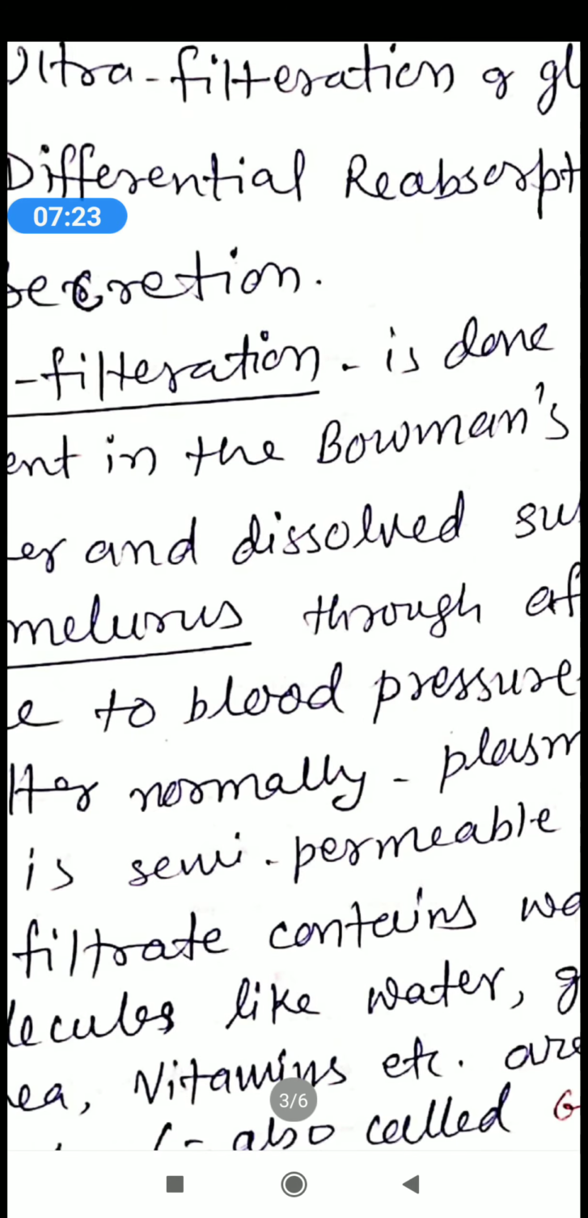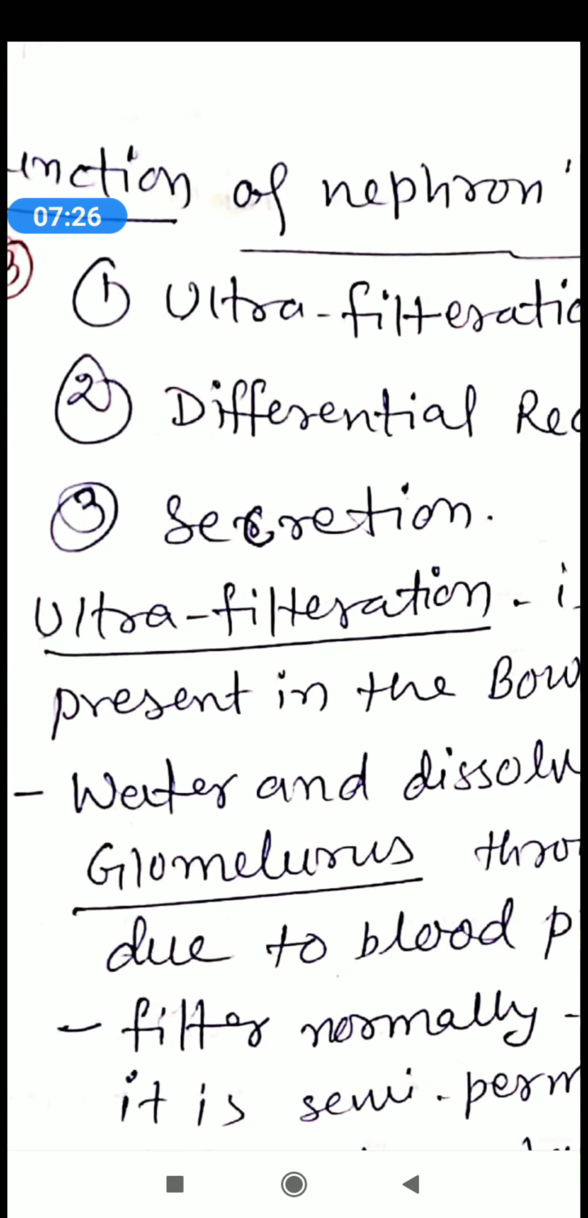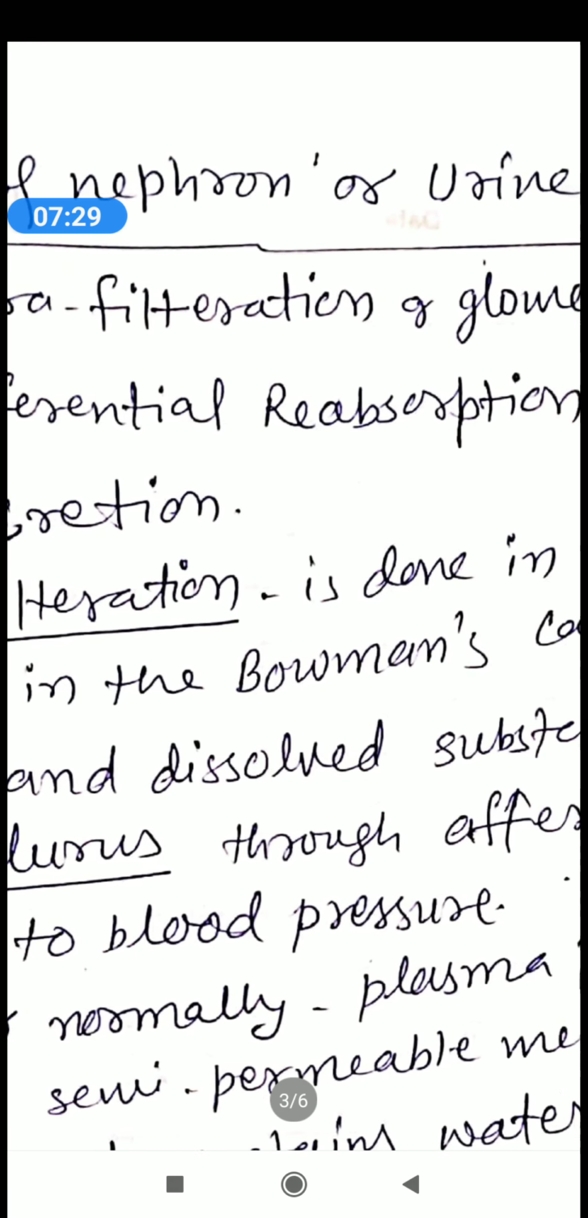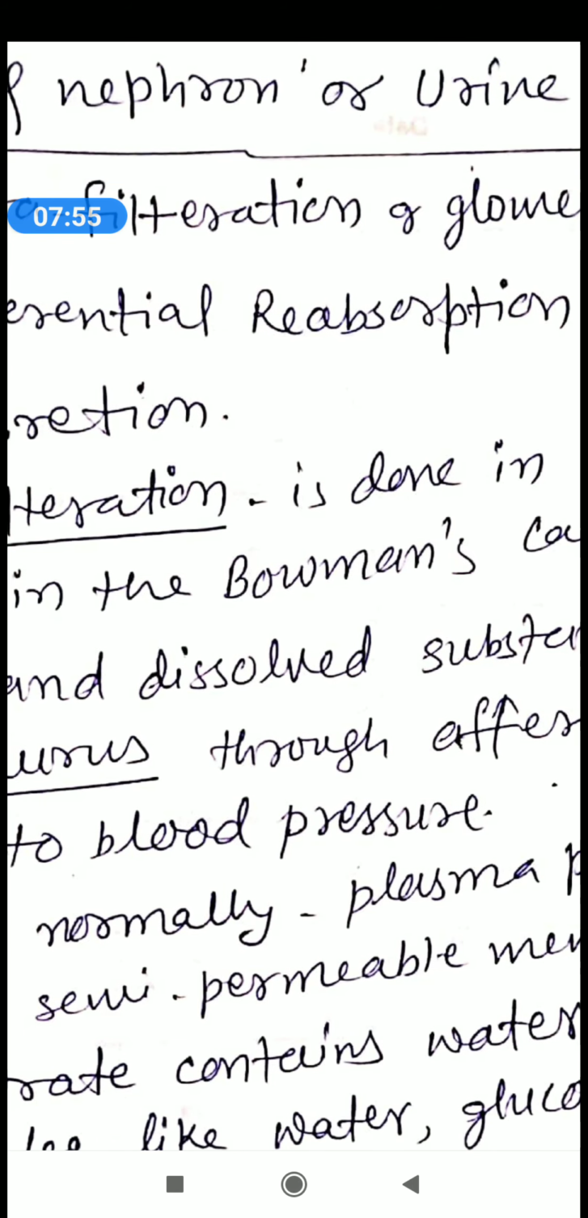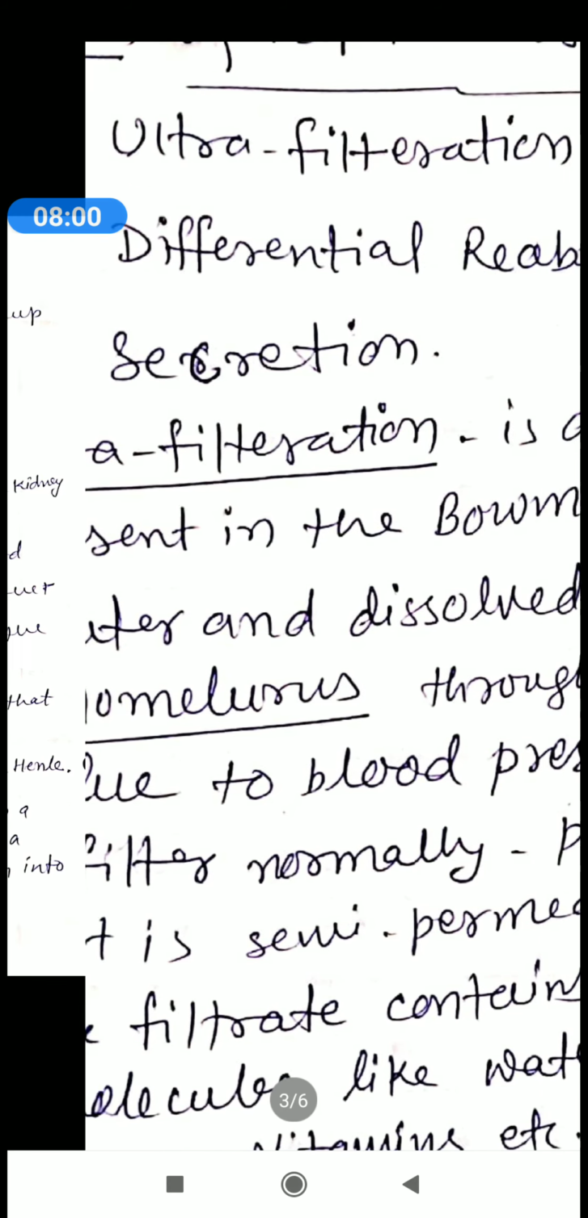Function of nephron, or urine formation. Nephron has three main functions. First, ultrafiltration or glomerular filtration. Second function of nephron is differential reabsorption. And the third function of nephron is secretion.